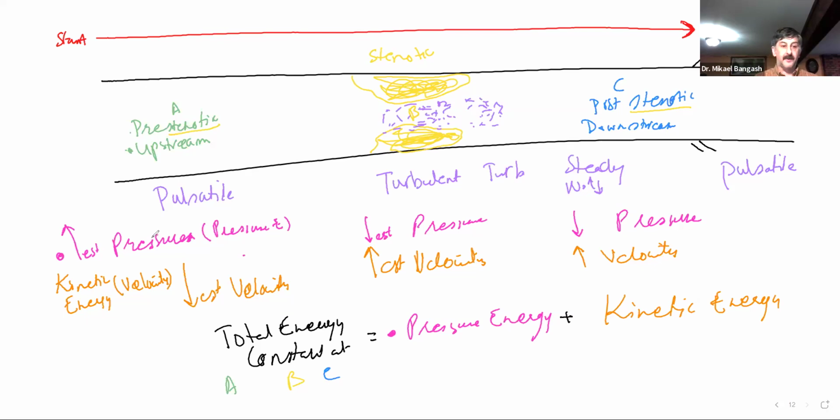So when we add the pressure energy and the kinetic energy at this point here, point E, which is pre-stenotic, it has to be equal to the sum of the two energies if we added them at the point of the stenosis and at the point of post-stenotic. Clear? Did you guys get that?